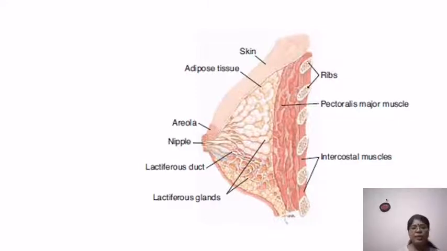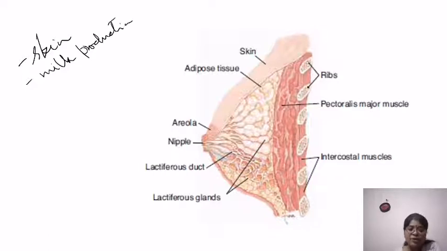You know that the mammary gland, structurally, is related to your skin, but functionally it is part of the reproductive system. It produces milk. So structurally it is related to skin and functionally related to milk production. As you can see, it is just anterior to the pectoralis major muscles, and it has adipose tissue also.